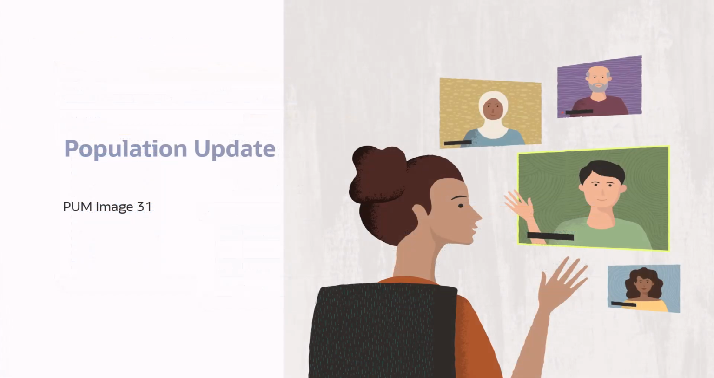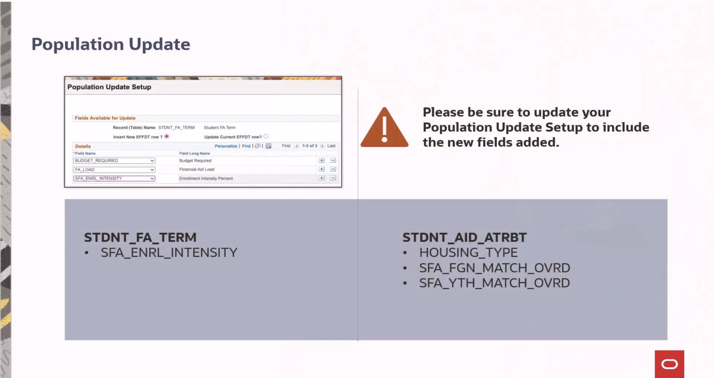We have a couple of updates for POP Update. In PUM image 31, we have enhanced the POP Update feature to make the following fields available for update: On student FA term, we have made the enrollment intensity field available for pop update. On student aid attribute, we have made the housing type, foreign income match override, and unaccompanied youth match override fields available for pop update.